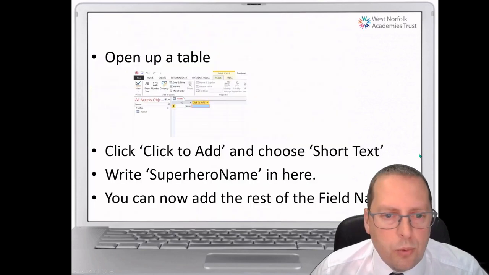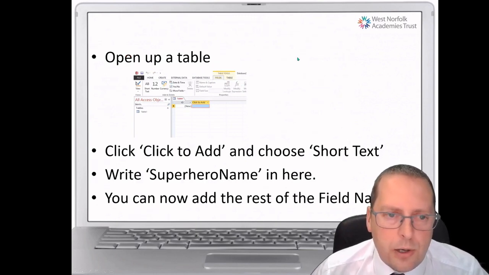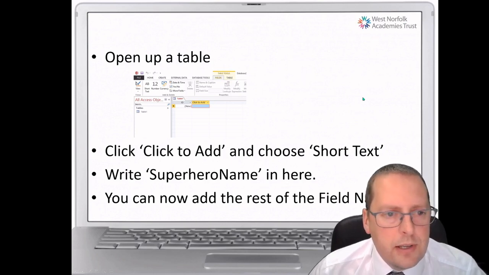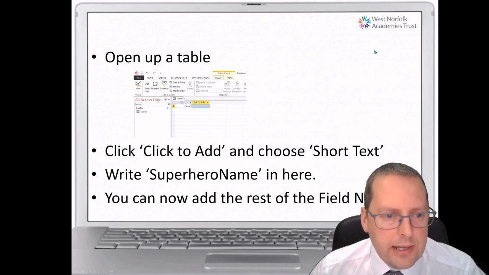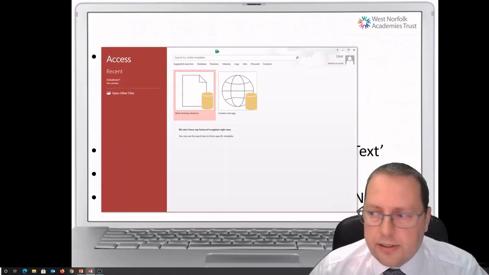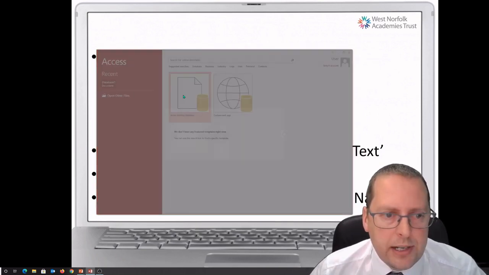First of all, we are going to open up a table in Access. So you need to open up Microsoft Access from Computer Drive. It's probably under the Microsoft Office tab, and then you need Access. And when I open up Access, this is what I see, and I can just choose a blank desktop database.